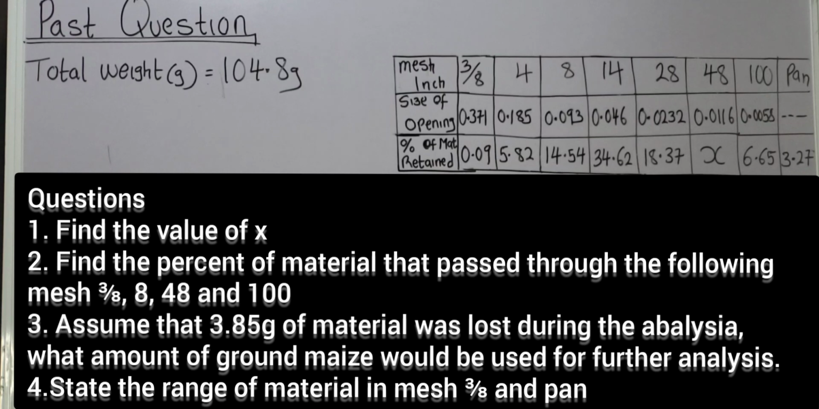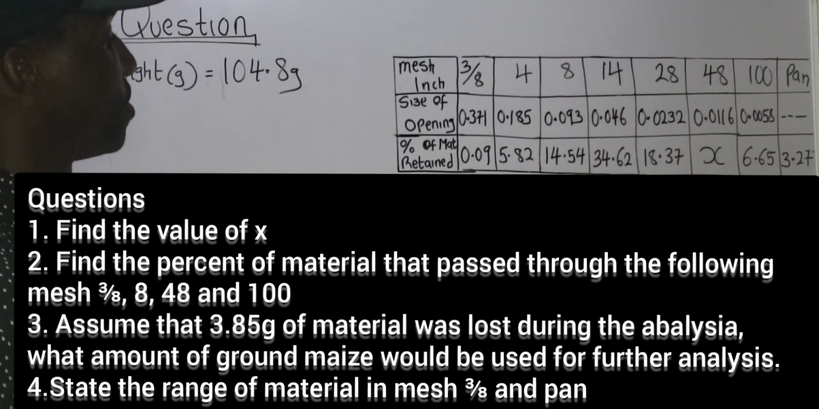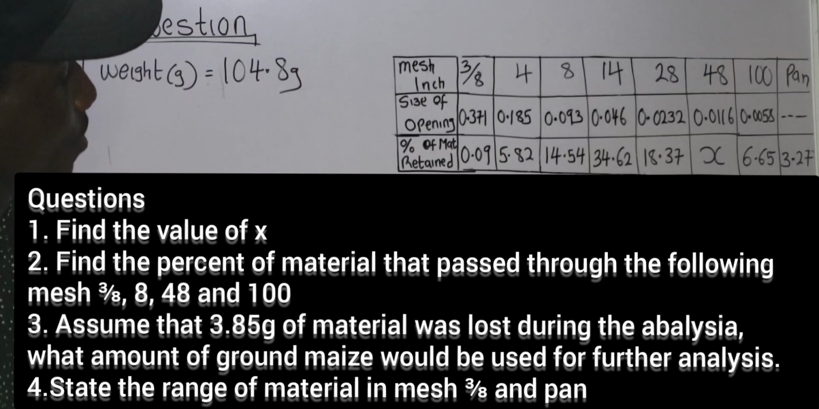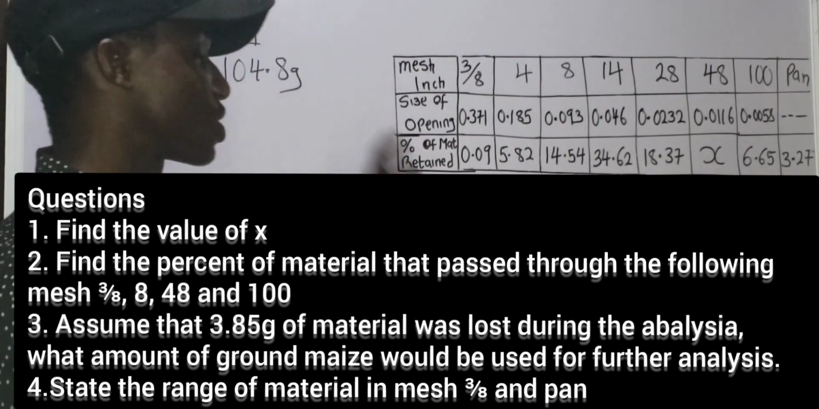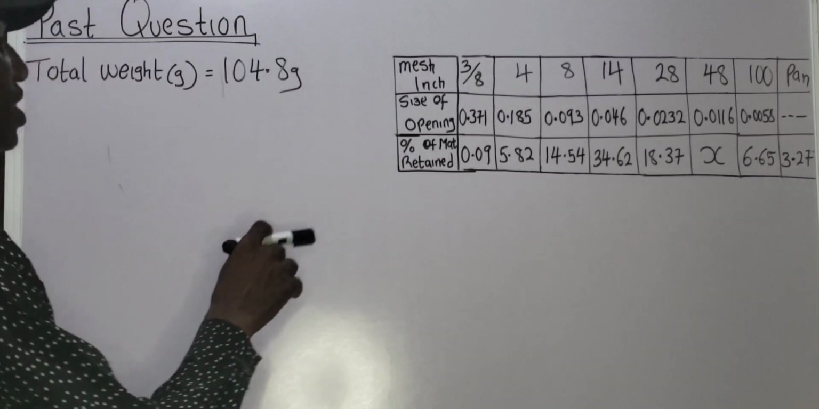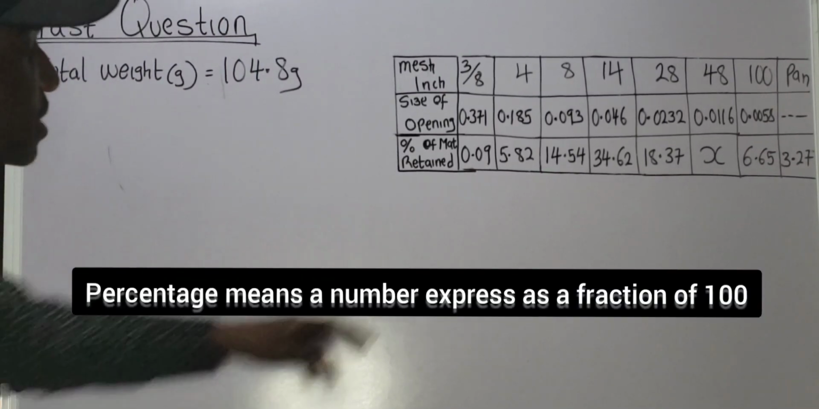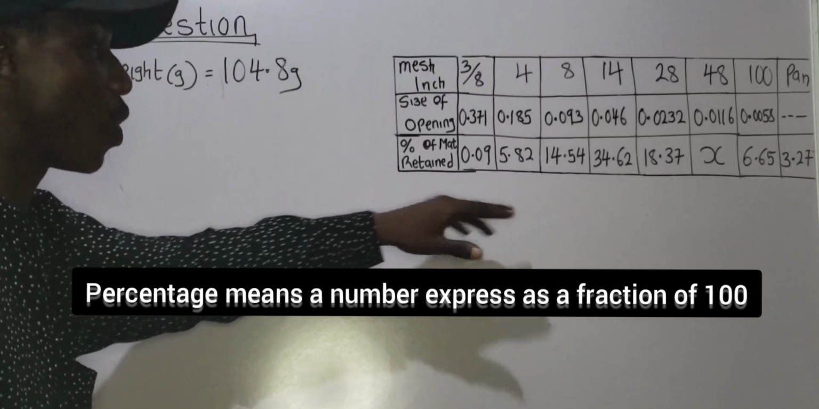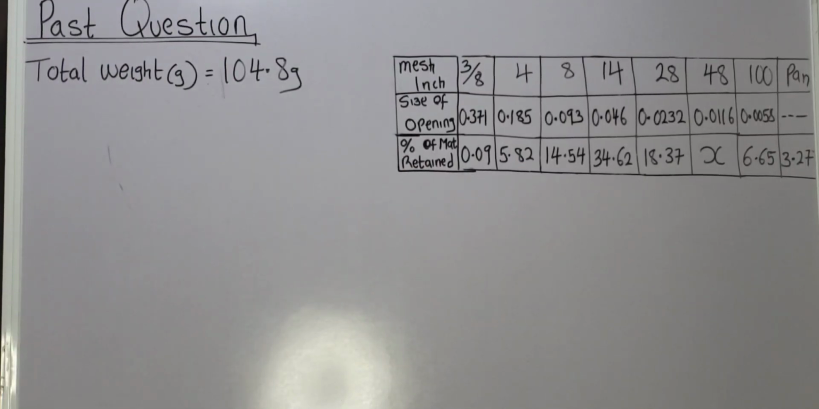Now I want you to pay attention. We have been given the table. We are told to calculate the value of x. That's the first question. In order to calculate the value of x, we all know that x falls in the row of percent of material. Is that not it? X falls in that row, percent of material.